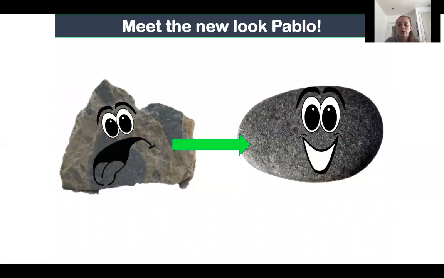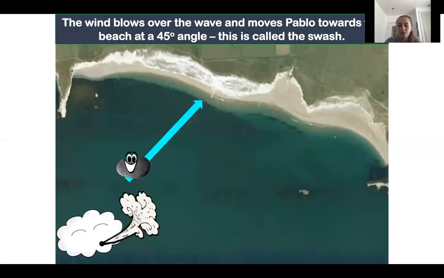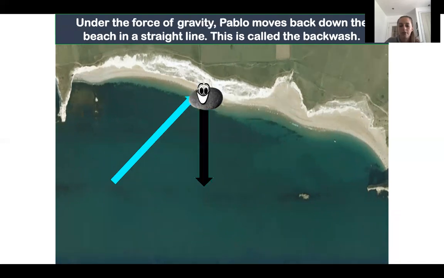So he was this angular rock that was eroded off the cliff through hydraulic action. He then was suspended in the wave and was hitting other rocks, called attrition, and now he's smooth and rounded. The wind blows over the wave and moves Pablo towards the beach at a 45-degree angle. This is called the swash. So now Pablo's on the beach. He's been put there through swash at a 45-degree angle because the wind's blown over and created this wave. Then under the force of gravity, Pablo will move back down the beach in a straight line. This is called the backwash.